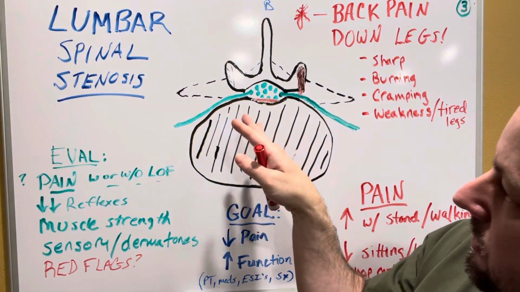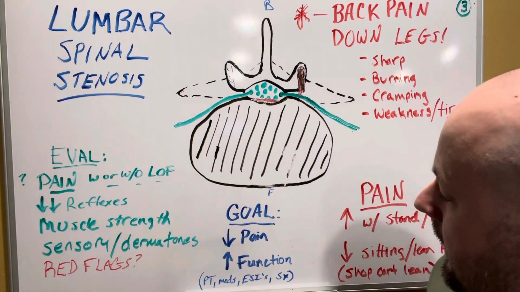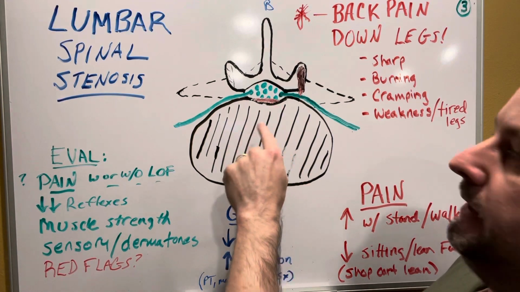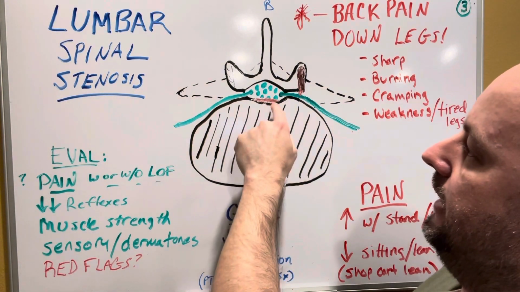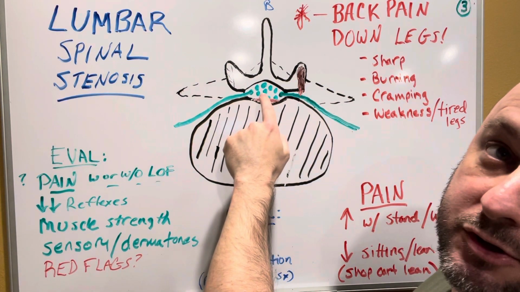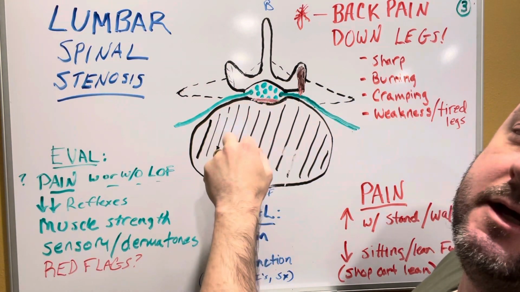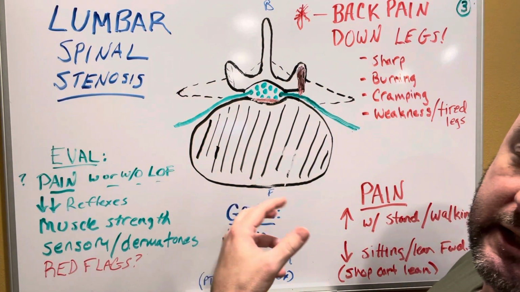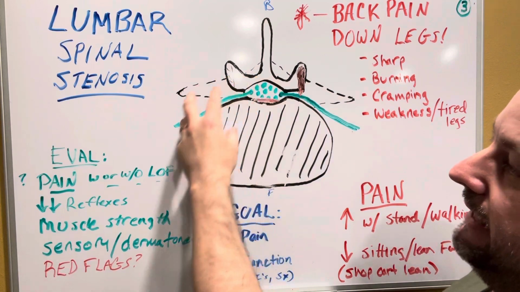So what happens in central canal stenosis is the ligamentum flavum gets hypertrophied, thickening, and it builds up and occupies space in here, and that's what causes the pain. It puts pressure on the nerves, they become inflamed, your body detects that inflammation and the chemicals that it releases cause the pain, and it radiates pain down these nerve roots.